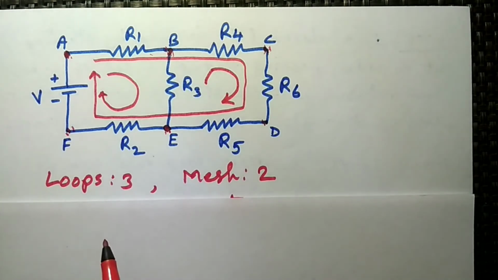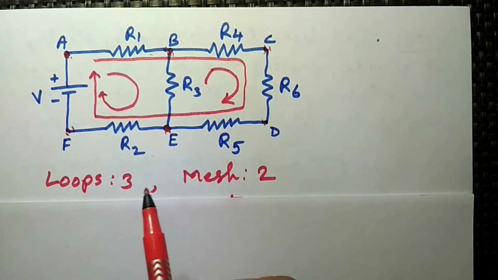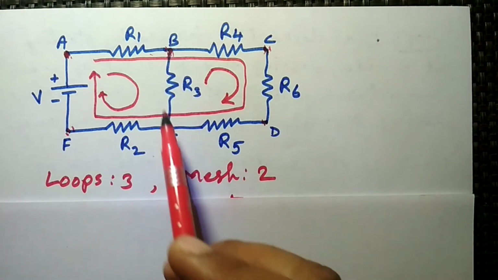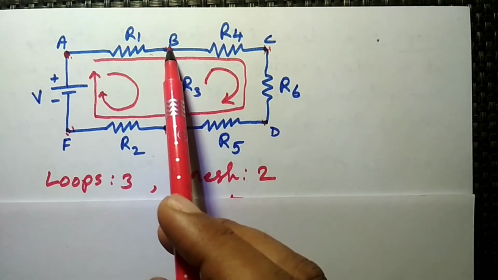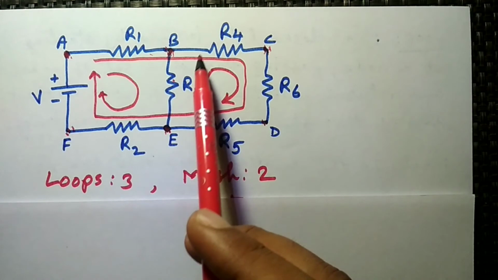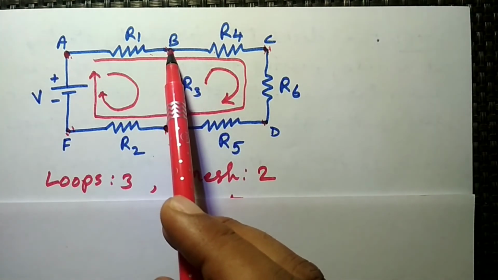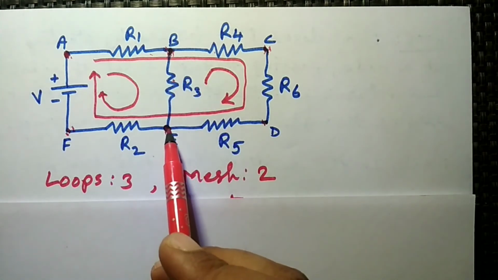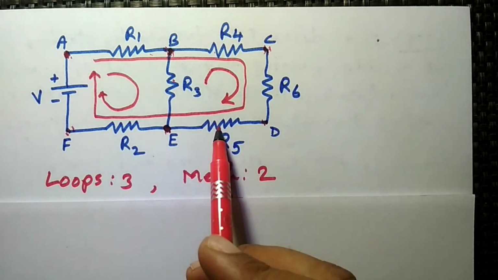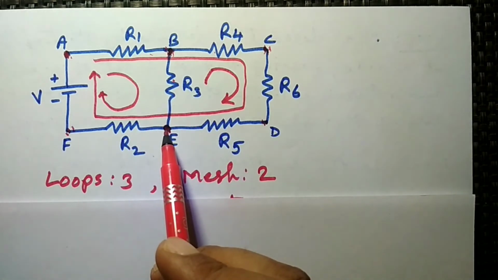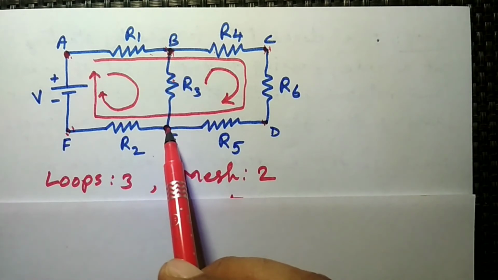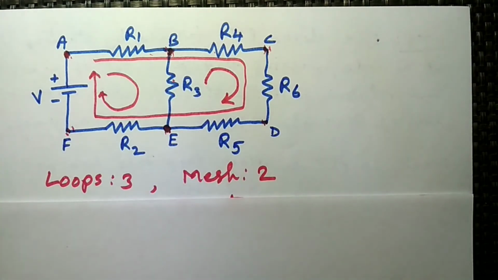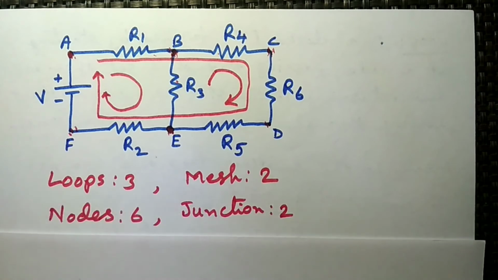And the number of junctions. A junction is a point where three or more branches are connected. In this circuit we have only two junctions, point B and point E. Because at point B, R1, R3 and R4, a total of 3 resistances, are connected. Similarly, at point E, R2, R3 and R5, again 3 resistances are connected. So B and E are considered as junctions. In this circuit we have a total of 6 nodes and 2 junctions.